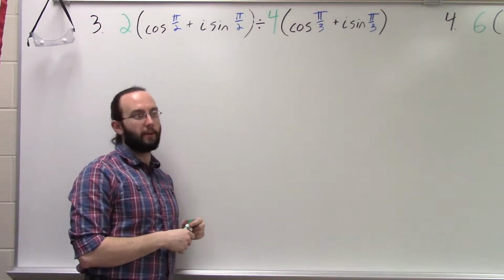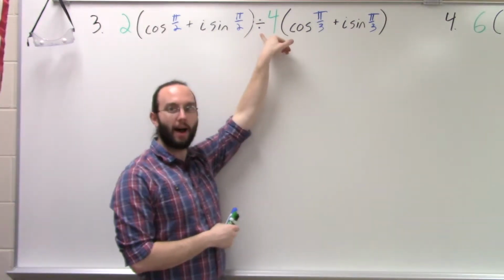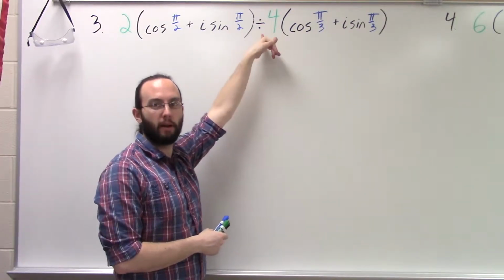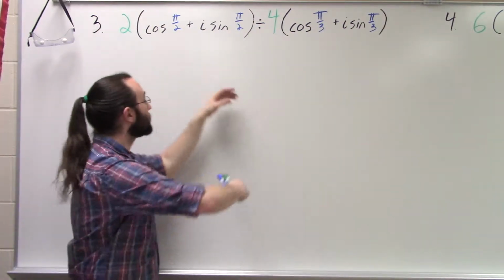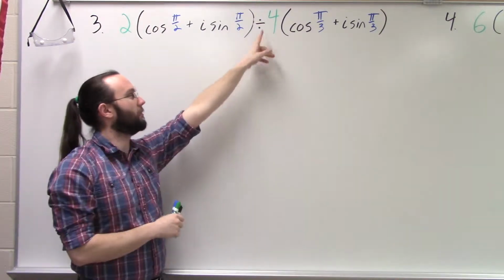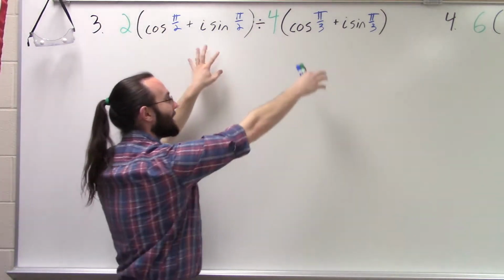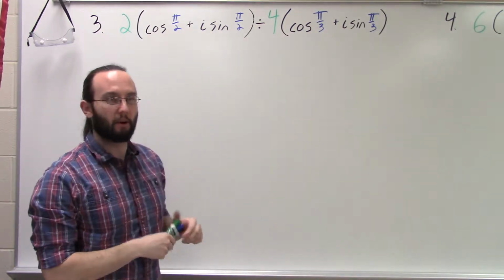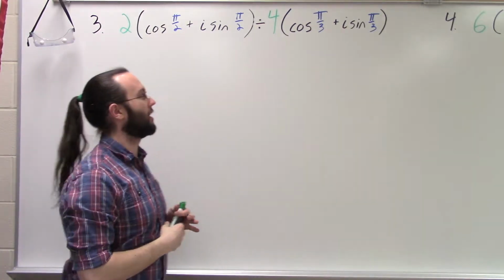So now we're looking at division. Note we are now dividing two complex numbers in polar form. It's going to feel very familiar, except now instead of multiplying the moduli, we're going to divide them. Instead of adding the arguments, we're going to subtract them. The overall process, though, is going to feel like a whole lot of deja vu.